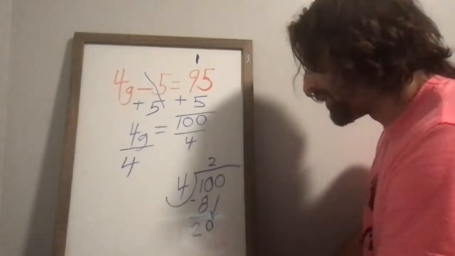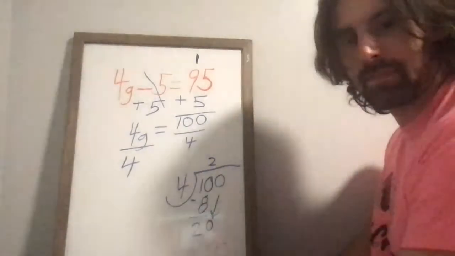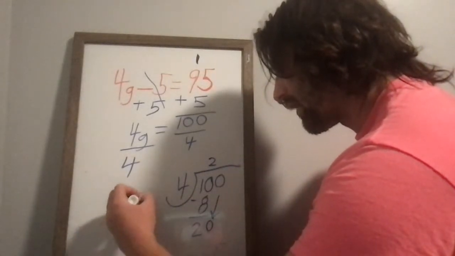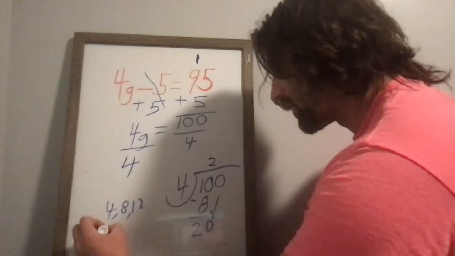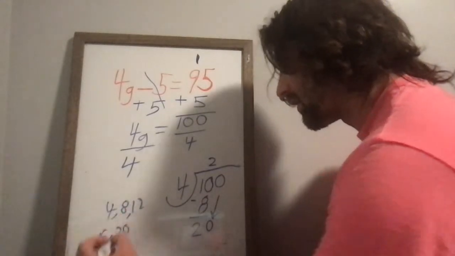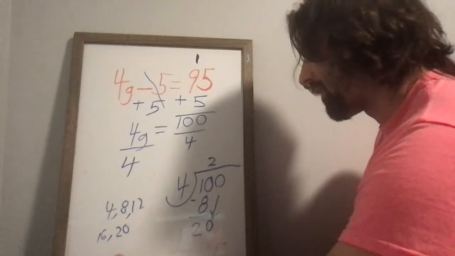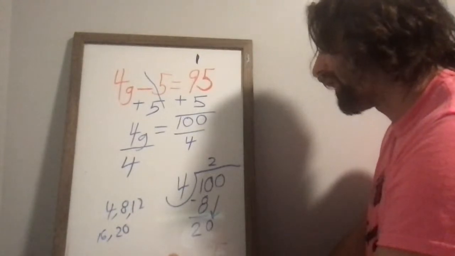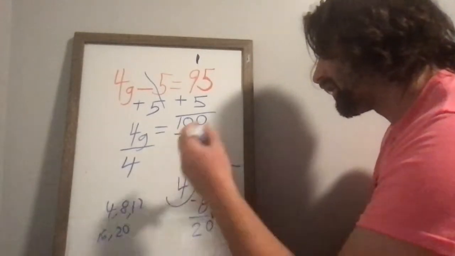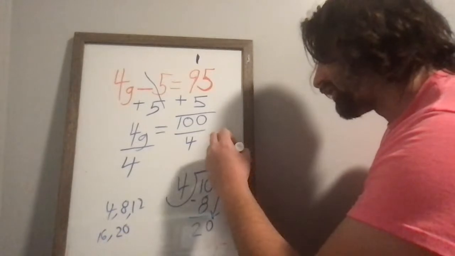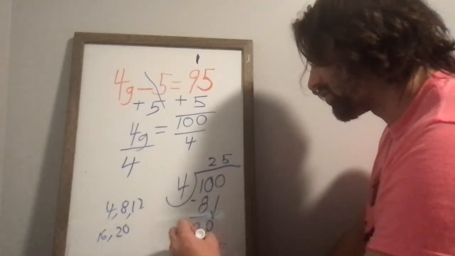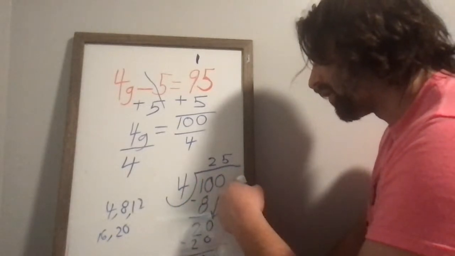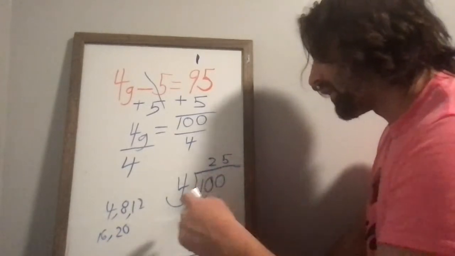So now we got to figure out how many times 4 goes into 20. So you know what? I'll do this off to the side over here. 4, 8, 12, 16, 20. So let's see. How many times did I have to count by 4 to get to 20? 1, 2, 3, 4, 5. So we got 5 groups of 4 within 20. 4 goes into 20 5 times. 20 minus 20 equals 0. There is no remainder. And our answer is 25. 100 divided by 4 equals 25.